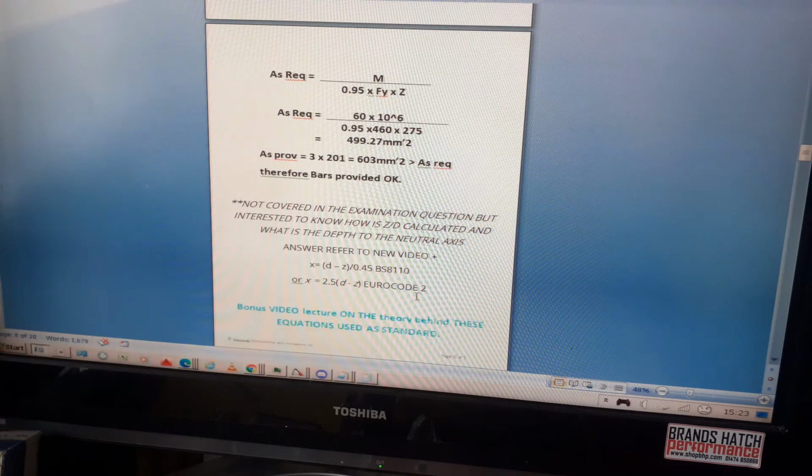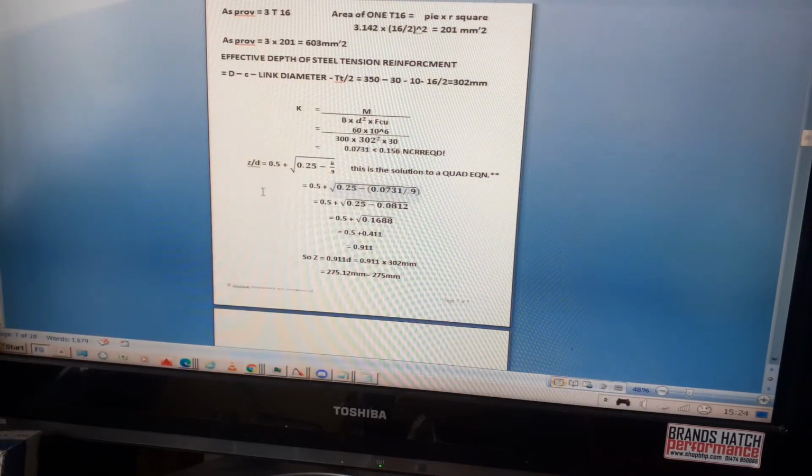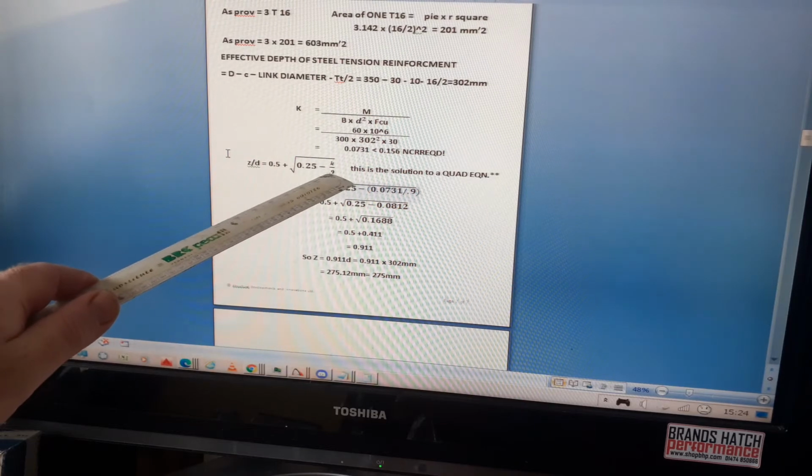That section is capable of taking the design support moment, 60 kilonewton meters. So that's part two itself. There's one more part of this question left, which I'll do in part 3. It's not covered in the exam question, and it will now be a separate video, but I was just wondering how the Z over D is calculated and what the depth of the neutral axis is. So it's just this equation here. I was wondering how they calculated it.